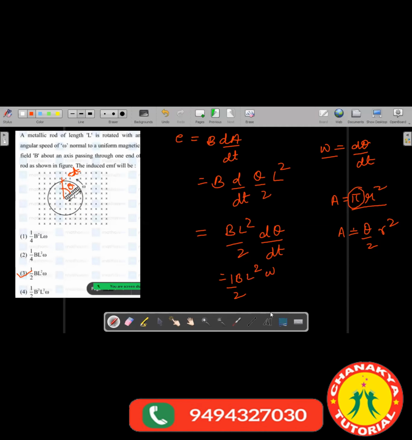Got it? So you added one concept here, to find out the area of a sector. This is the new thing that you have got. Area of sector will be given by theta by 2 r squared, or theta by 2 L squared. This is a new formula. You can keep a track of it. And it's the same as pi r squared, no differences. Okay, so let's move to the next one.